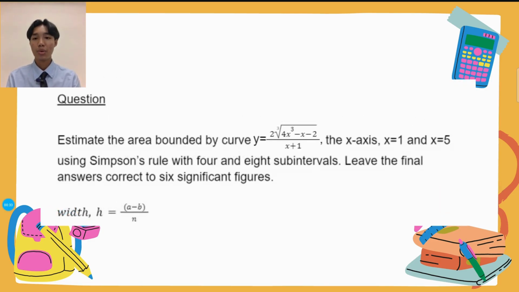Now, let's take a look at the question. The question asks us to estimate the area bounded by the curve y equals 2 times the cube root of 4x cubed minus x minus 2 over x plus 1, the x-axis, x equals 1 and x equals 5 using Simpson's rule with 4 and 8 subintervals. Leave the final answer correct to 6 significant figures, where h is equal to b minus a over n.